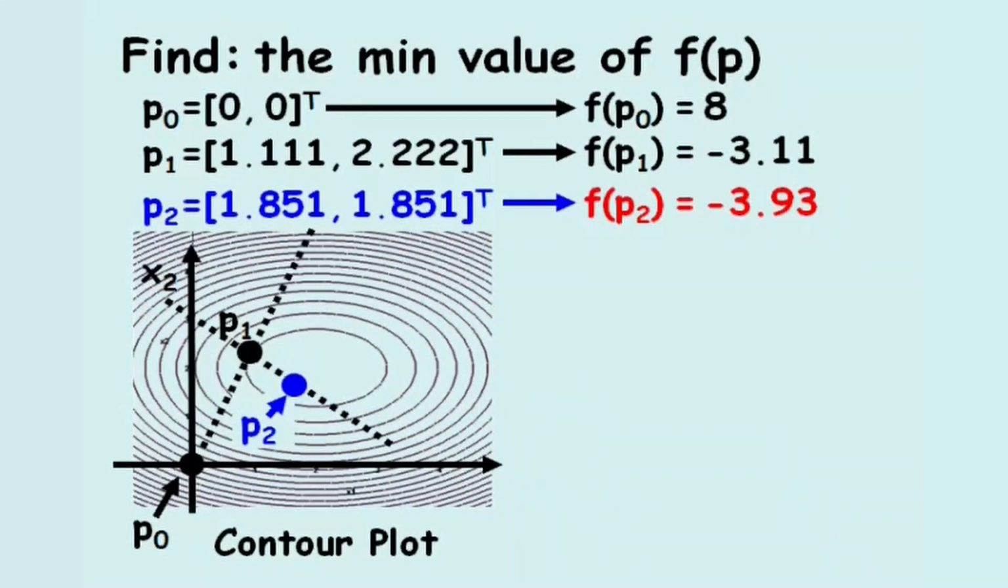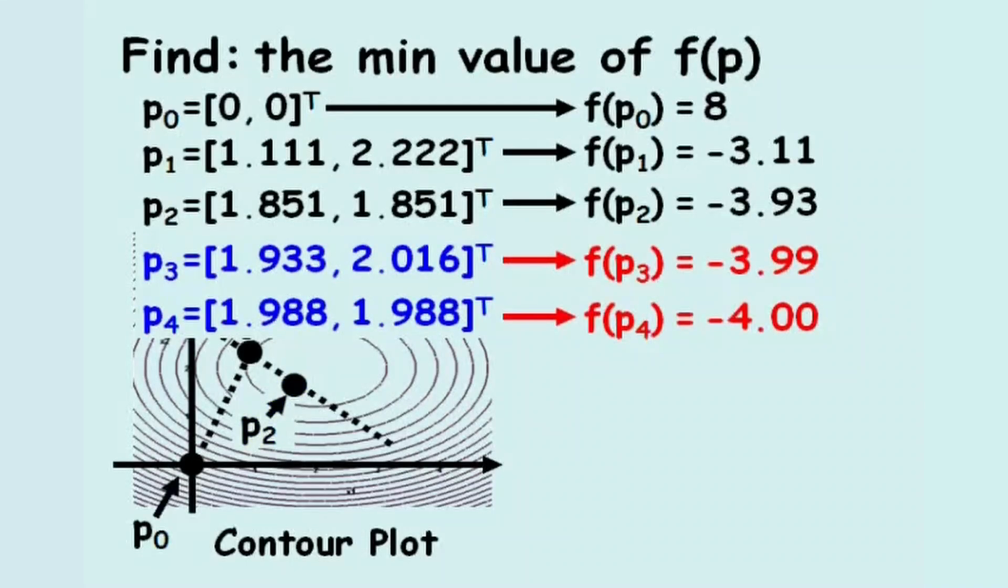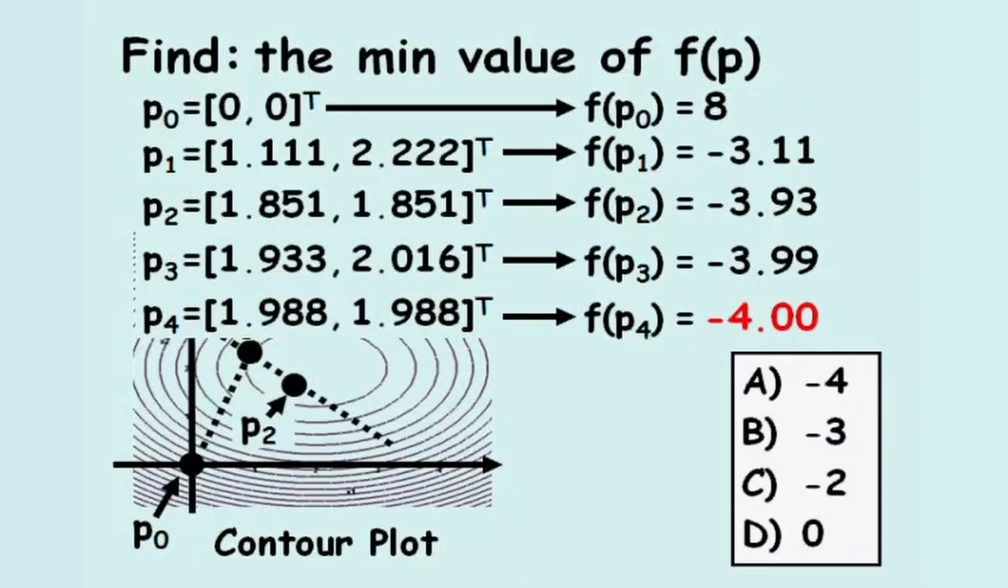If we continue this algorithm for points p3 and p4, the values of the function evaluate to negative 3.99 and negative 4.00. Therefore, as our point approaches 2, 2, the value of our function f of p approaches its minimum value, negative 4. When reviewing the possible solutions, the answer is A.